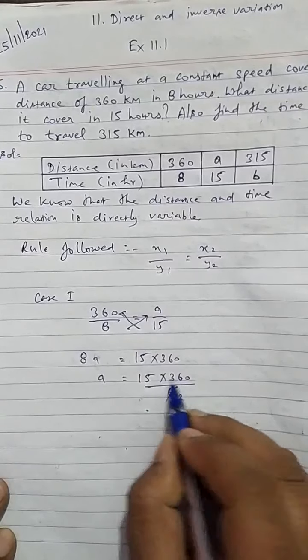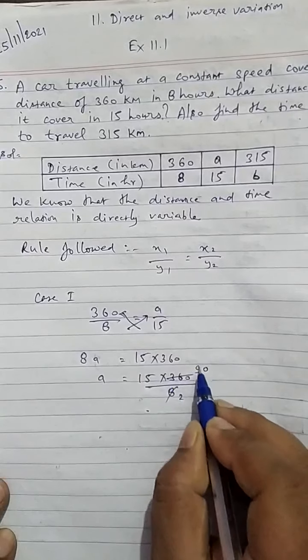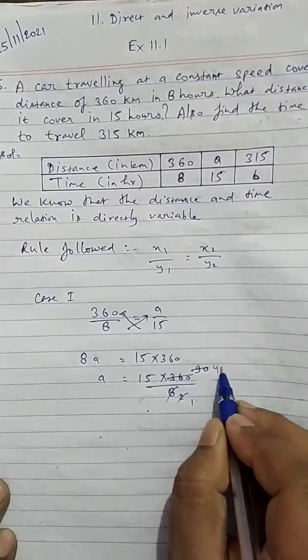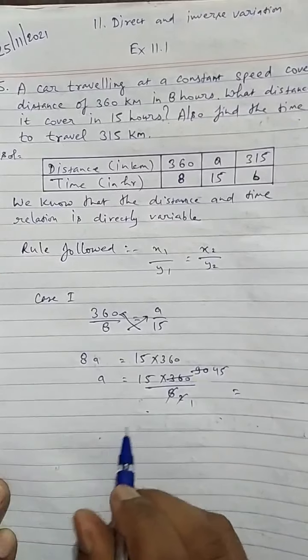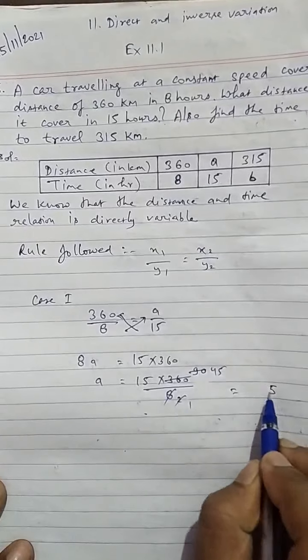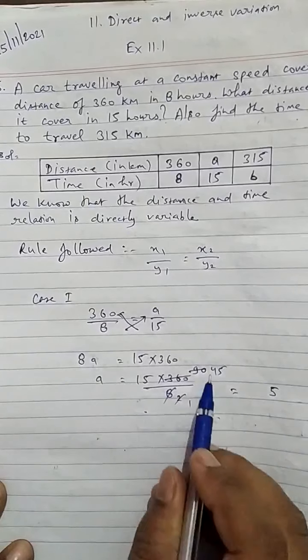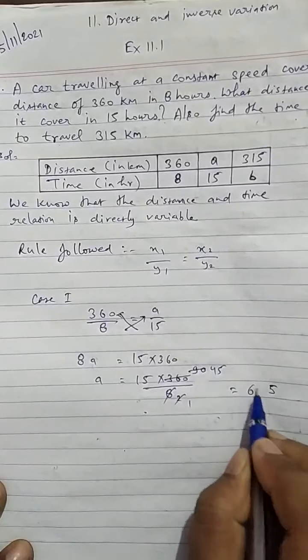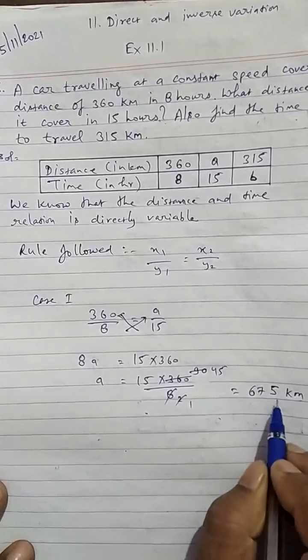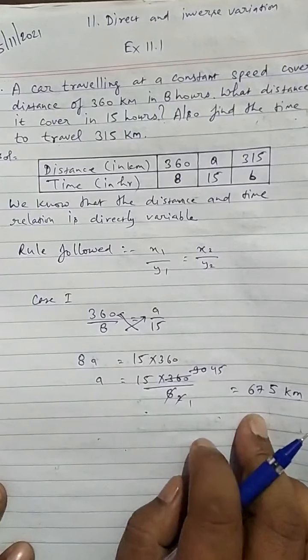So 4 2s are 8, 4 9s are 36 and 0, and 2 1s are 2, 45. So 15 into 45. 15 5s are 75, 7 is carried. 15 4s are 60 plus 7, 67. So it is 675 kilometers for the first part.